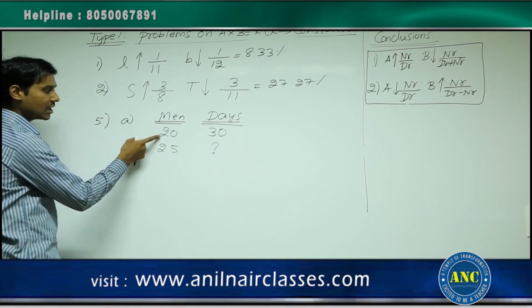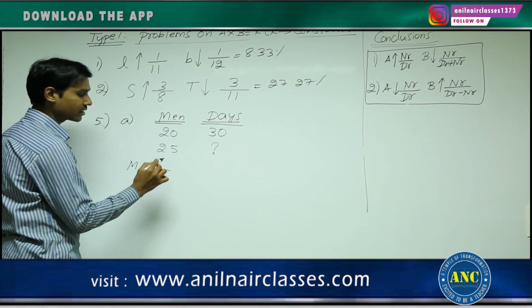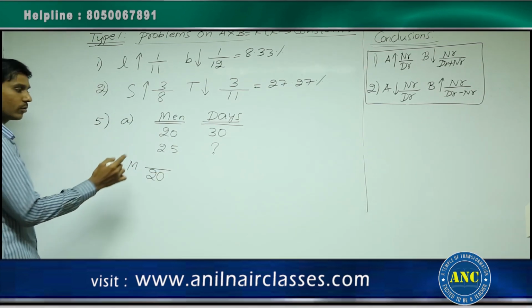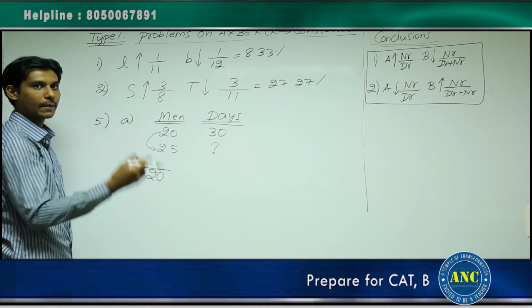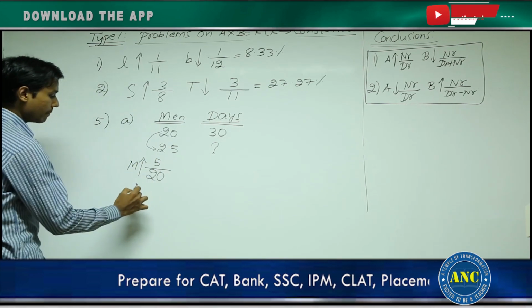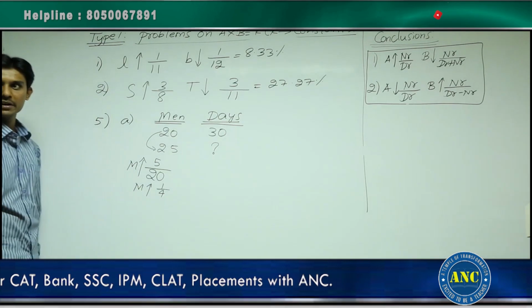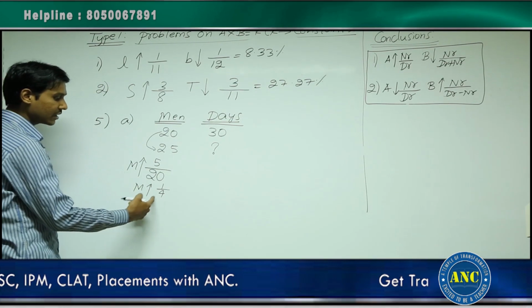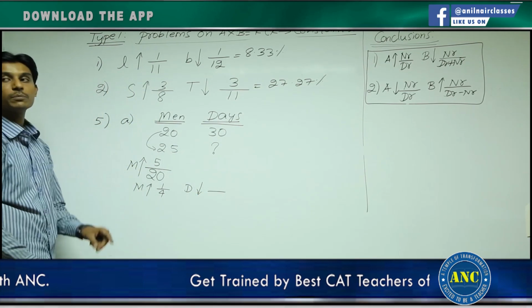See here. Initially there were 20 men. Your initial value should always come in the denominator. Write down 20 in the denominator. 20 is becoming 25. From 20, how much increase is happening? 5. That means men increases by 5 by 20, that is, men increases by 1 by 4. If men increases by 1 by 4, days should decrease by what value? Days should decrease by 1 by 5.